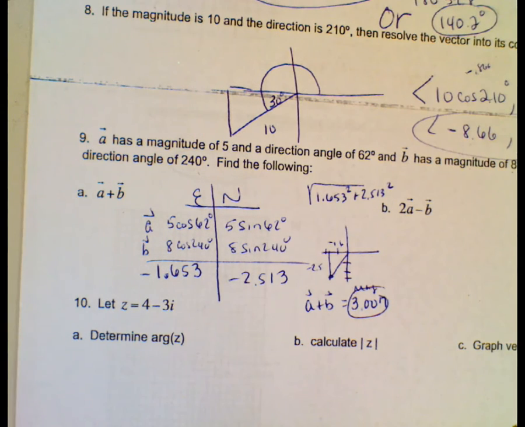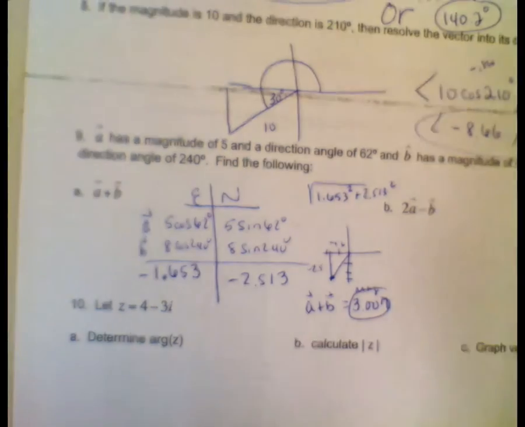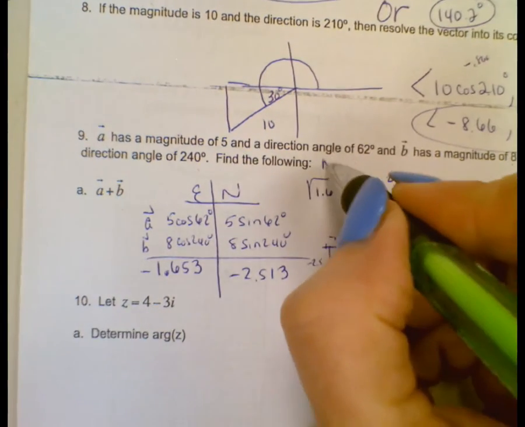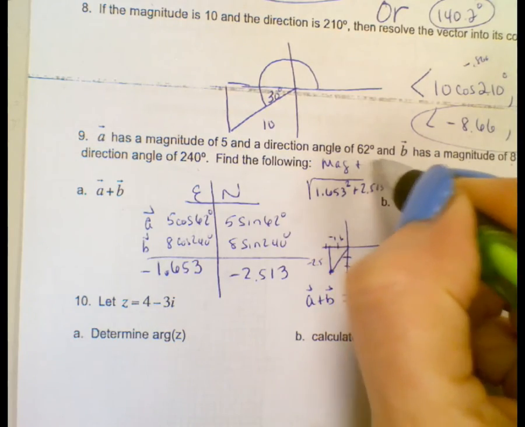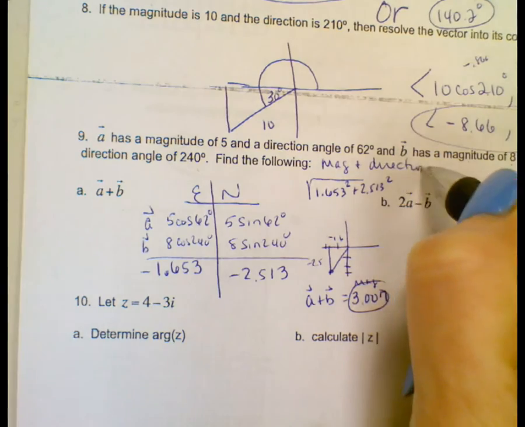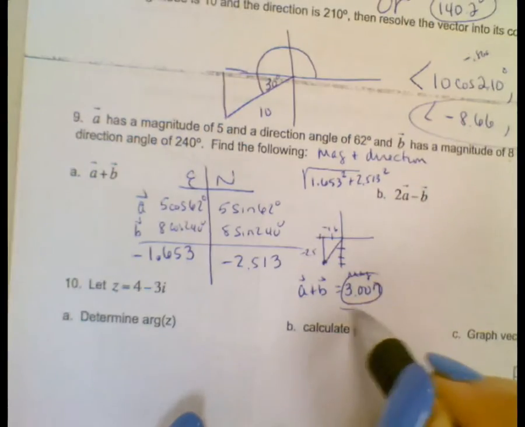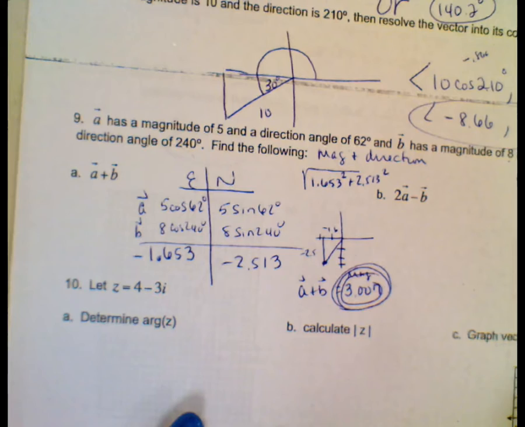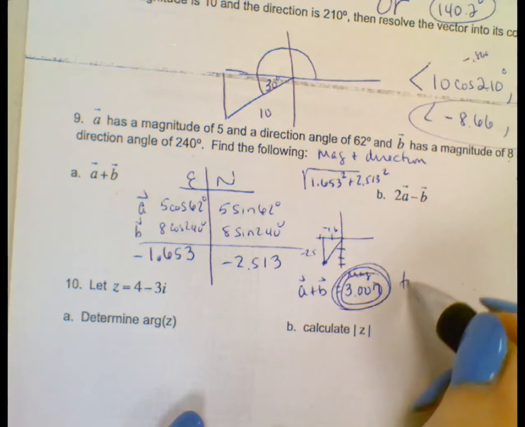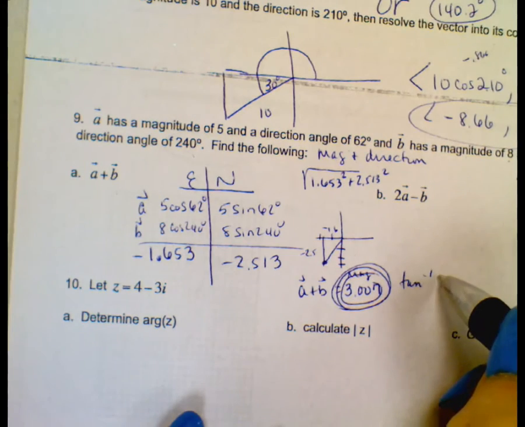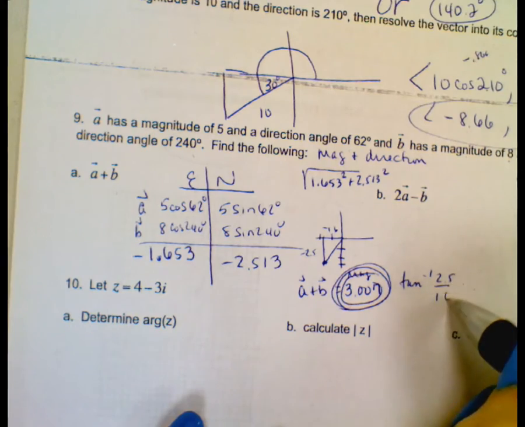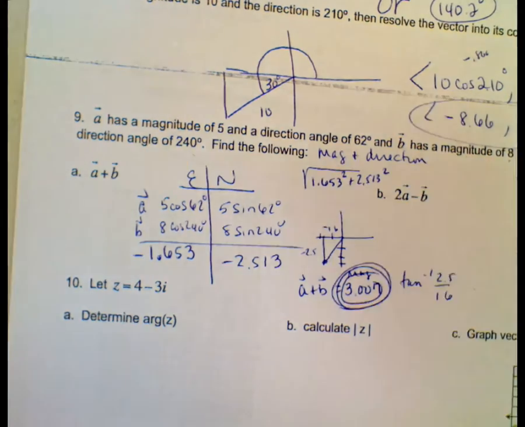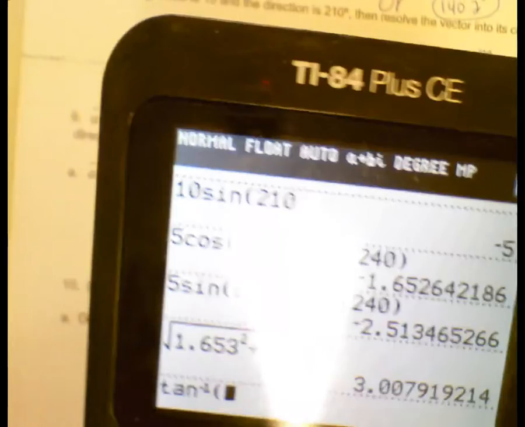I'm going to ask you, like on the test, I'll be asking you for the magnitude and the direction. It's not really asking this in this problem, but I will be asking that in the test. So, magnitude is this, and the direction would be arctan of the 2.5 over the 1.6, and it's in the third quadrant. Make sure you know it's in the third quadrant.